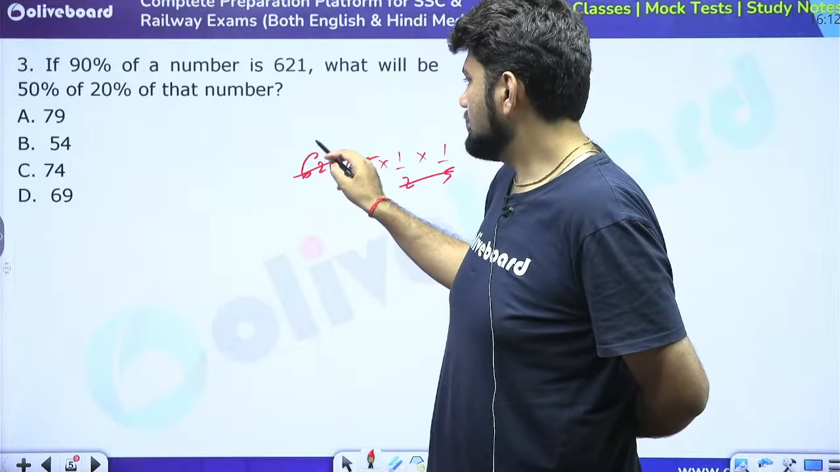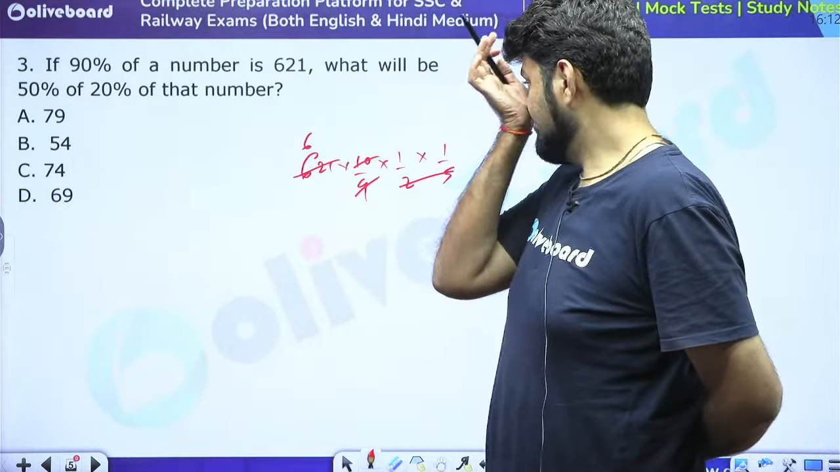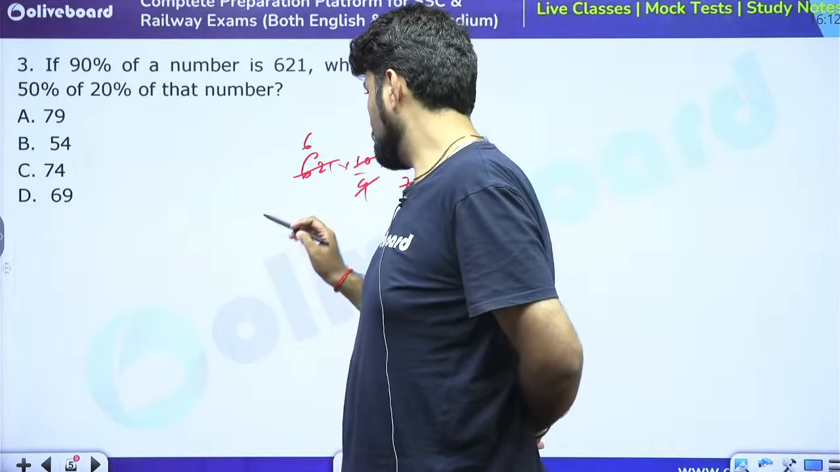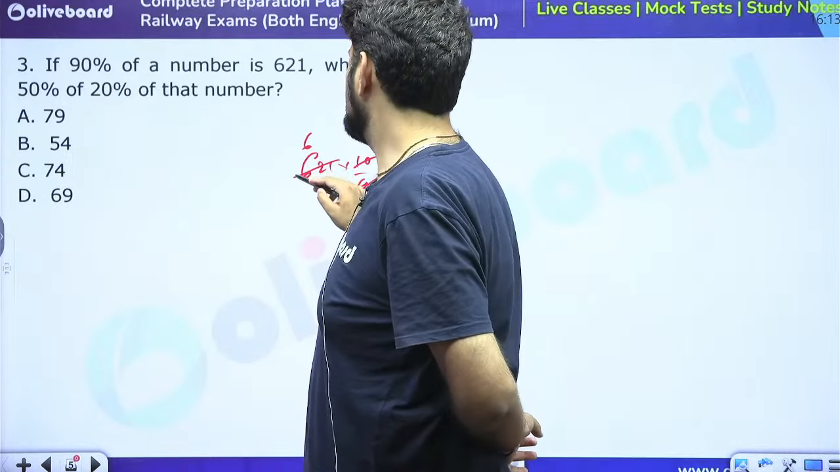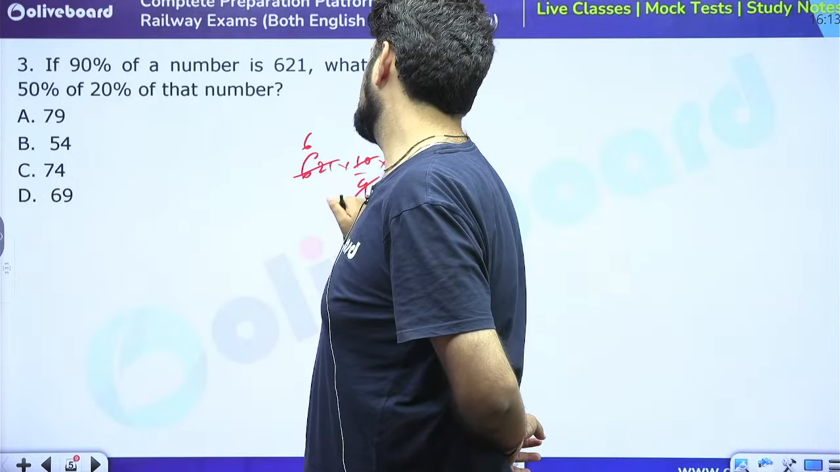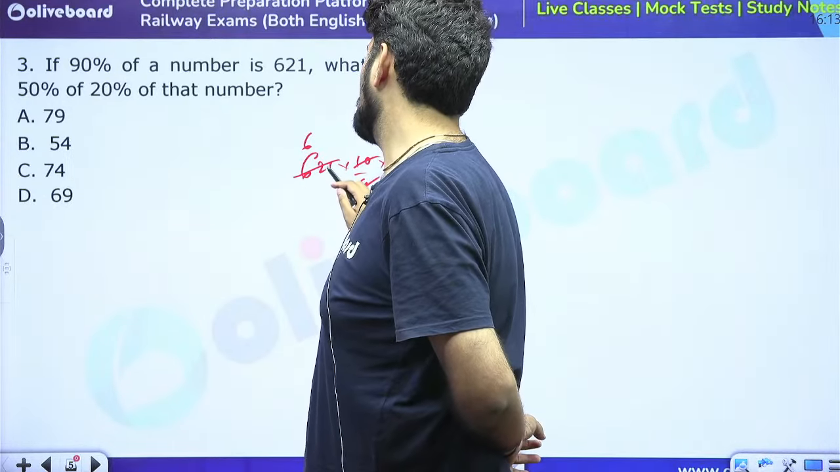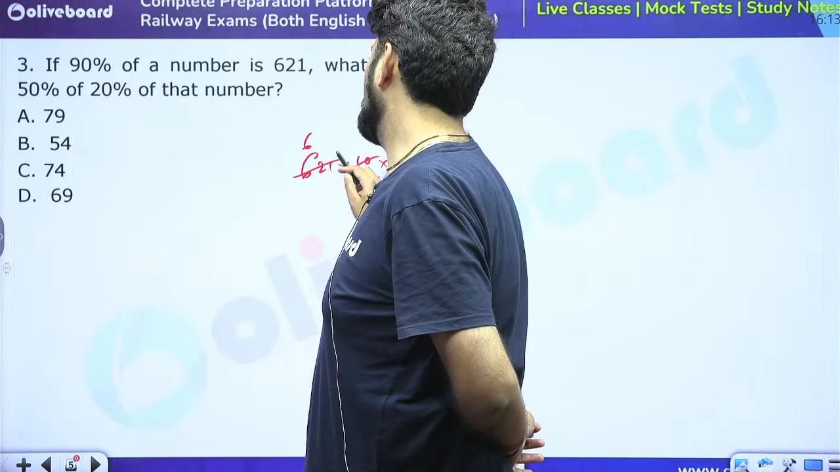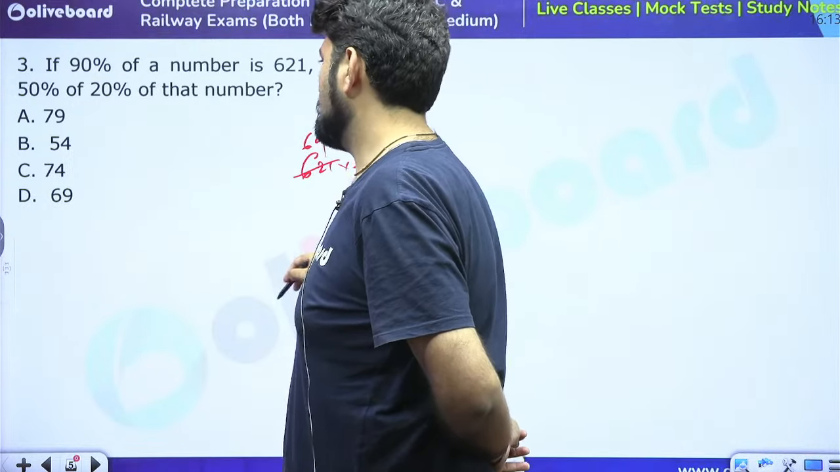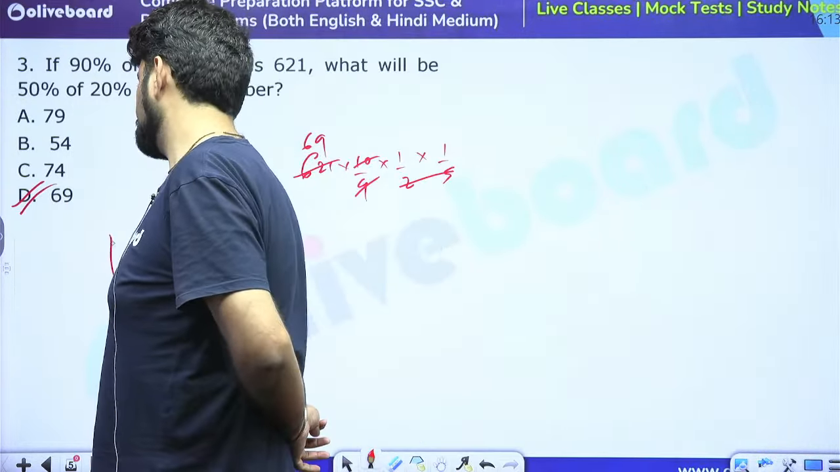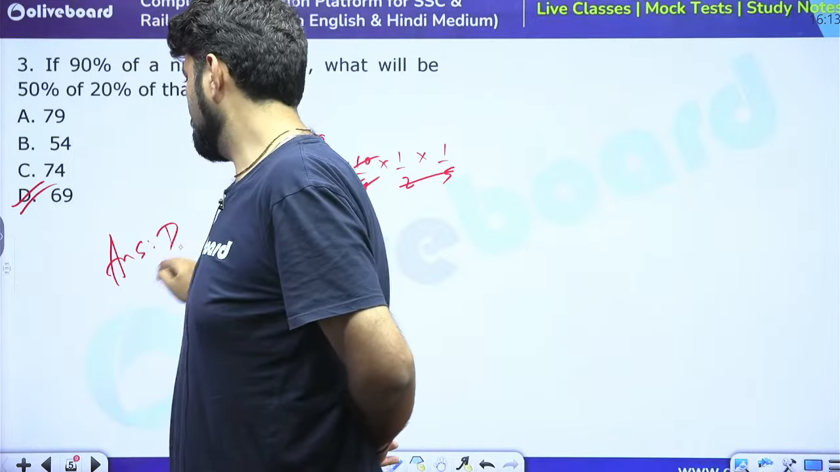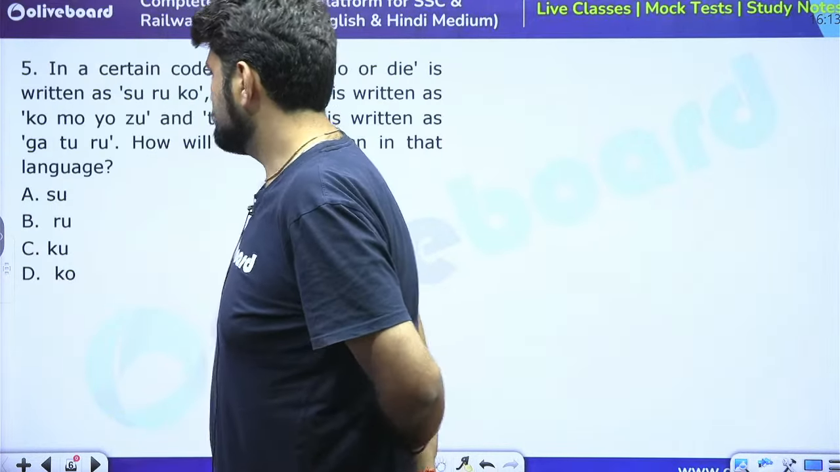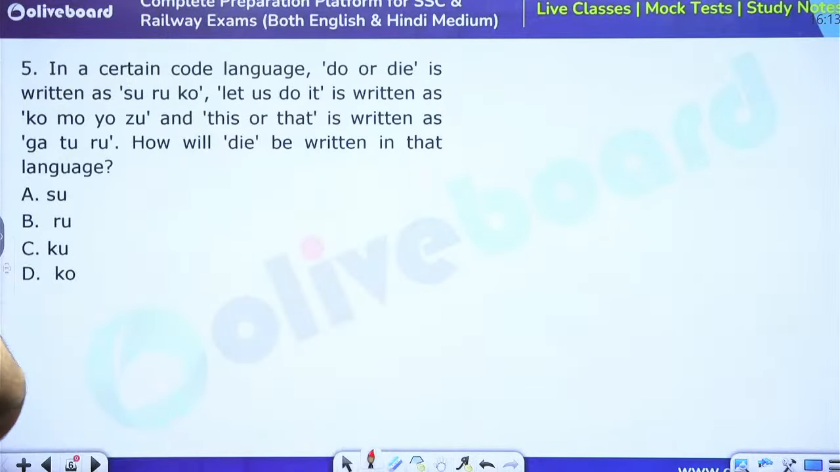I think this is 56 and 54, sorry, 54, 8, 9, 69. Option D is the right answer. Okay. Next, simple coding decoding.